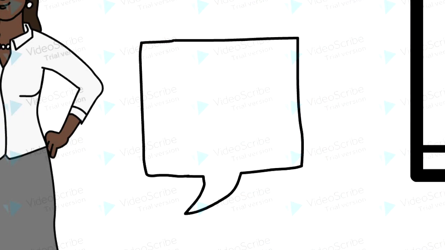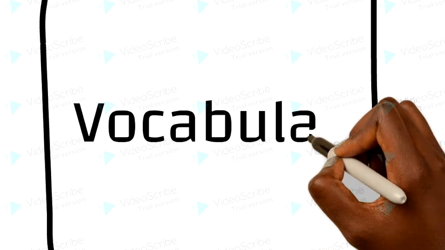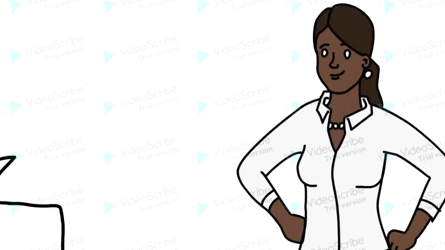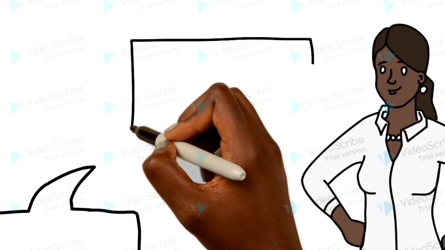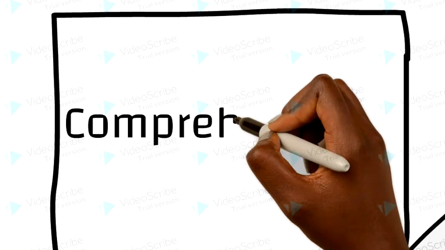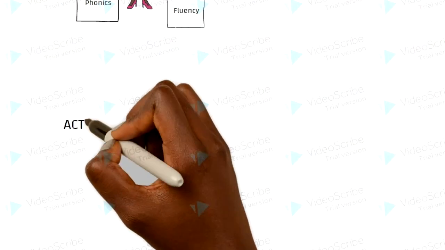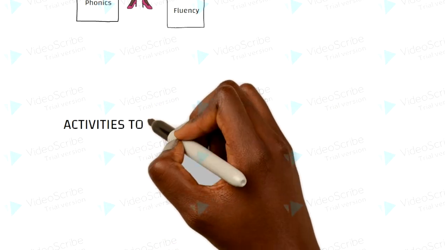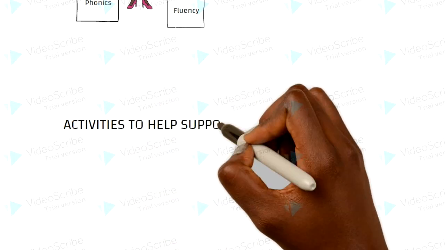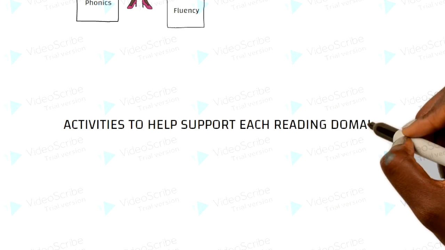Vocabulary. Vocabulary deals with the bank that students have in their brains of all the words they know the meaning of. And finally, comprehension. Comprehension refers to what your child is able to understand from what they have read. The following are activities that can help you in each domain.